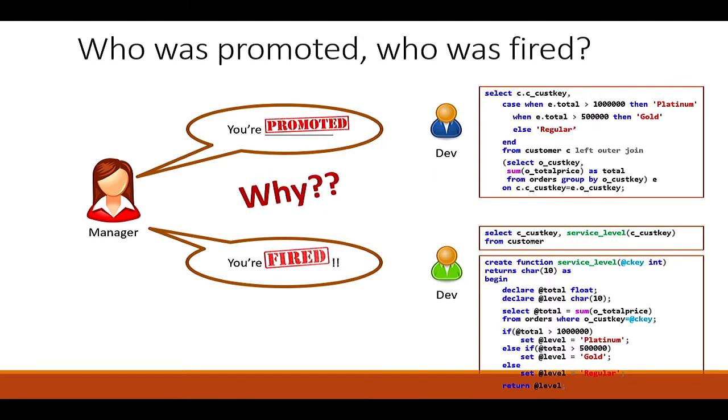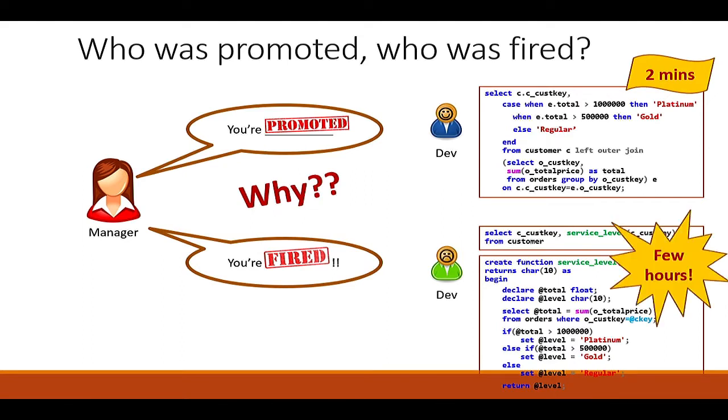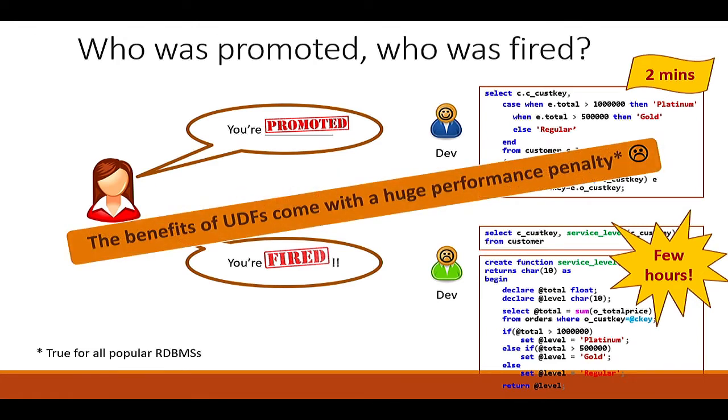The reason turns out to be slightly, you are along the lines of the actual reason. When the manager ran this program, the SQL query ran in a couple of minutes, whereas the function took a few hours to run, and that was not acceptable to their business requirement. And that's why this happened. So the point to note is that UDFs, or these kinds of imperative functions, come with a lot of benefits, but those benefits come with a huge performance penalty today. And this is true for all relational databases out there, not pointing at any single one.